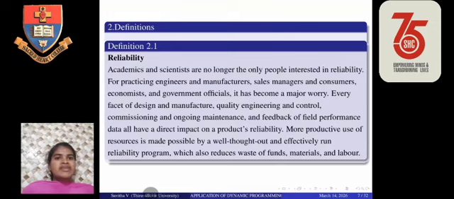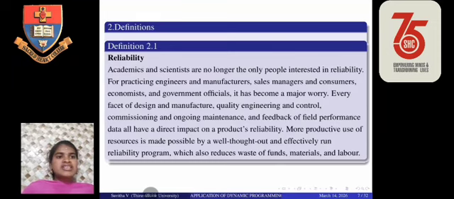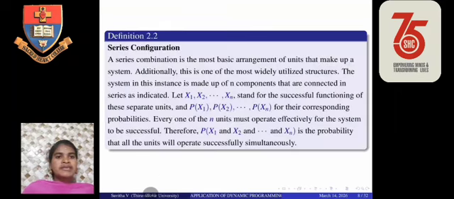Reliability. For practicing engineers and manufacturers, sales managers and consumers, economists and government officials, it has become a major worry. More productive use of resources is made possible by a well thought out and efficiently run reliability program, which also reduces waste of funds, materials and labor.